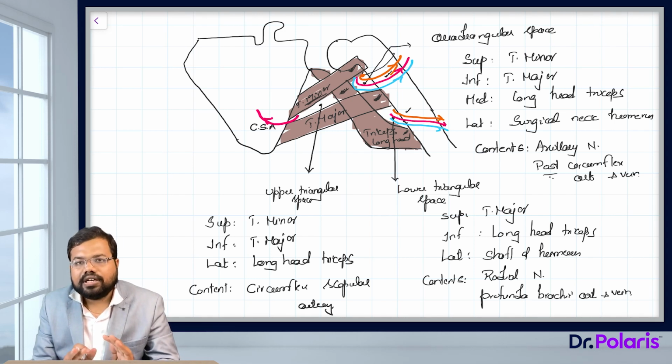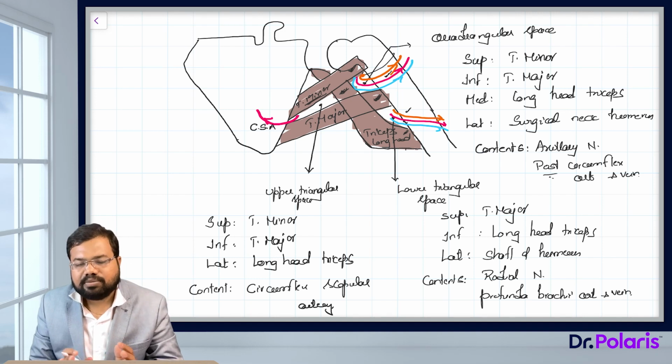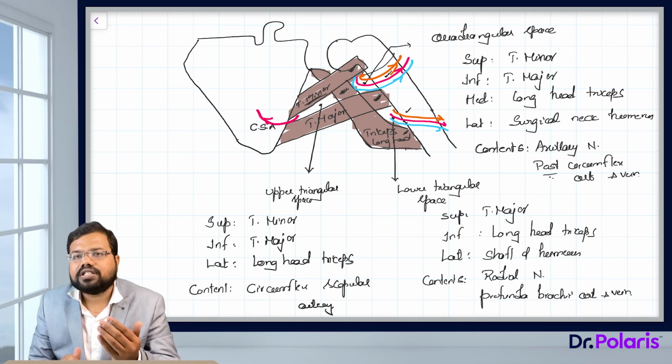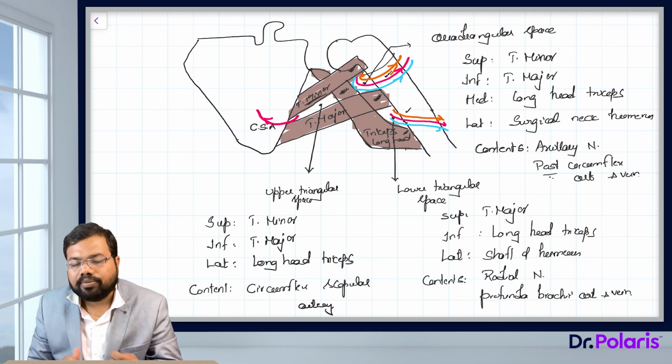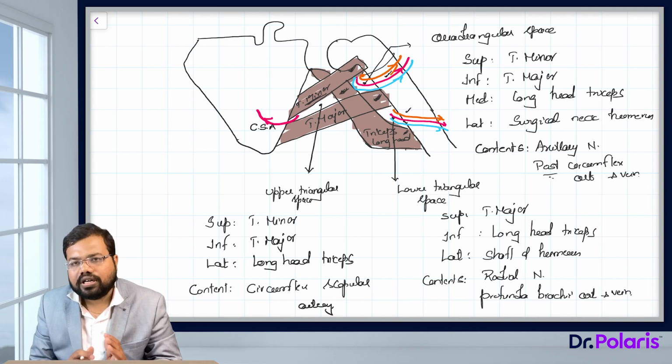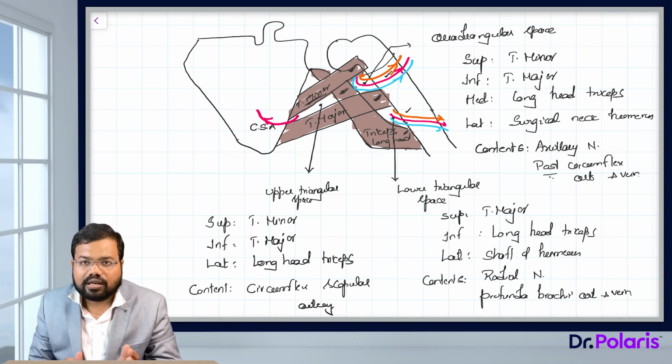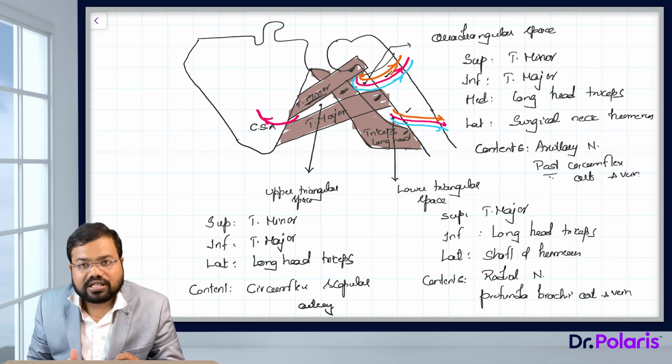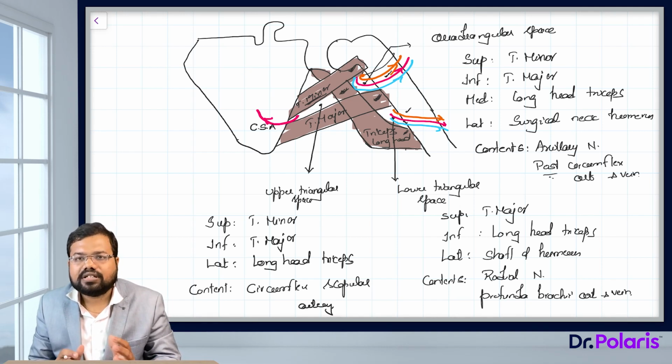Intermuscular spaces are spaces in between the muscles. Why do the spaces have to be present? Whatever structures are present in the anterior axilla have to come out on the posterior side also to supply it. So there have to be some exit points. These act as the exit points for the continuation of the posterior structures. In the upper triangular space it is the circumflex scapular artery. In the lower triangular space it is the profunda brachii vessels and the radial nerve. And in the quadrangular space it is the posterior circumflex vessels and the axillary nerve.